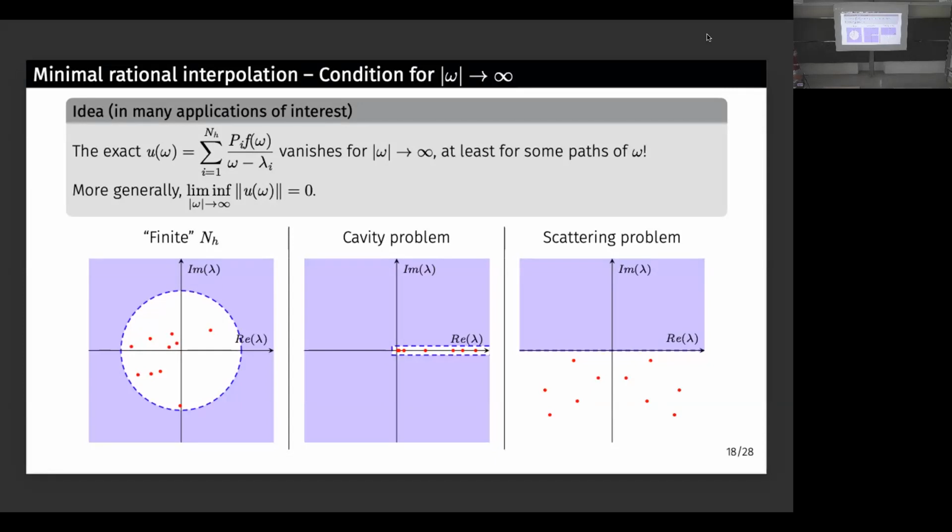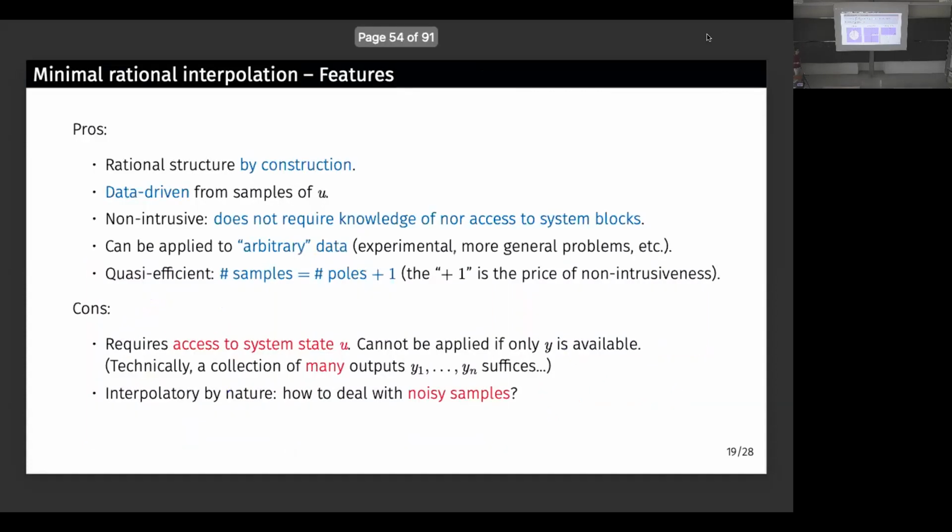If you have the cavity problem, you know that all the eigenvalues are actually on the real line. So as long as you move in the other direction, it's all good. And in the scattering problem, all the eigenvalues are below the real axis. So as long as you stay above, this property is also guaranteed. So somehow this idea of a function that vanishes for large frequencies in some directions is guiding us in choosing some good surrogate coefficients. All right.